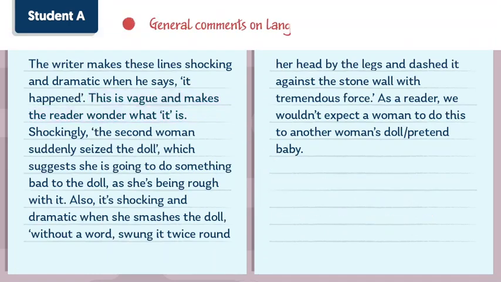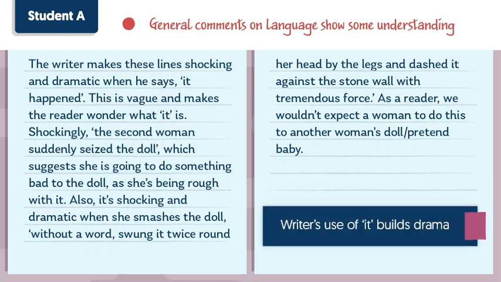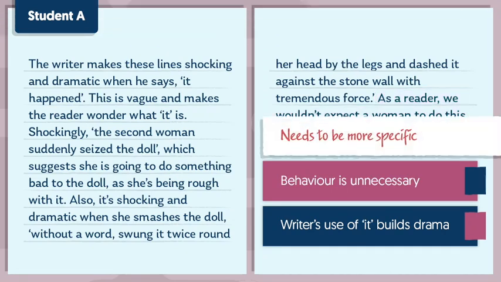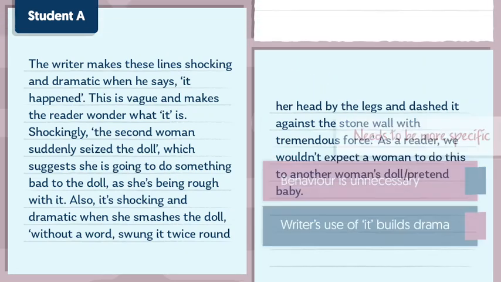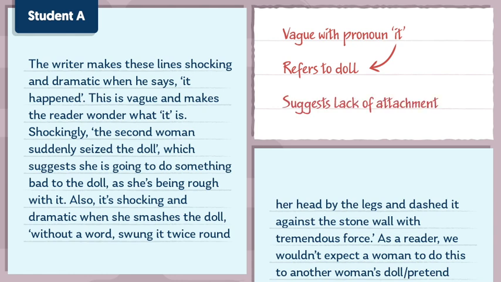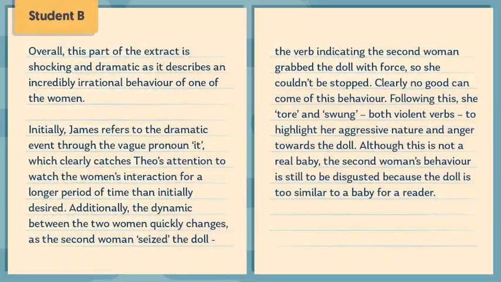But their general comments on language do show some understanding. They recognise that the writer's use of the word it builds drama, and that the behaviour of the woman is unnecessary. To secure their answers, they need to be more specific, though. For example, they could have noted how the writer is vague with the pronoun it. The pronoun it refers to a doll and perhaps suggests the lack of attachment on the woman's part to her pseudo-baby. Now let's take a look at an extract from student B's response and see how it differs.